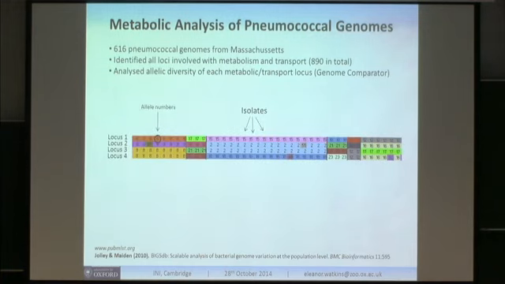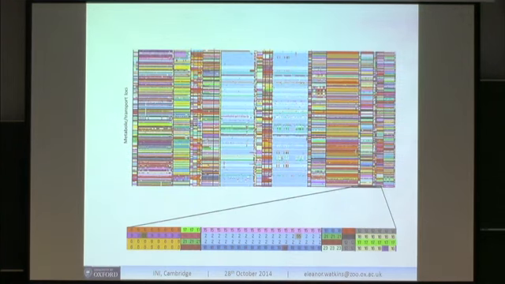So here we can just see a color-coded output of Genome Comparator, where we have the allele numbers for each locus shown in rows for every isolate shown in columns. So for example, this number 6 means that isolate number 4 has allele number 6 at its first locus. When we do this for 890 genes across all 616 genomes, we get something like this. So we can see that there's quite a lot of metabolic diversity among pneumococci, and they seem to cluster quite nicely into these different profiles.